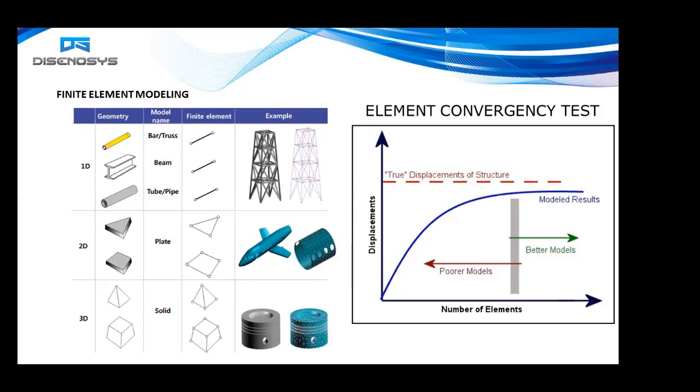So if you take a 1D element, you will have 2 nodes for each element. And if you have 2D element, there are 2 types of 2D element, trias and quads. For trias, you will have 3 nodes, and for quad, you will have 4 nodes. And if you take a 3D element, for tetrahedral element, you will have 4 nodes, okay? And for hexahedral element, you will have 6 elements.